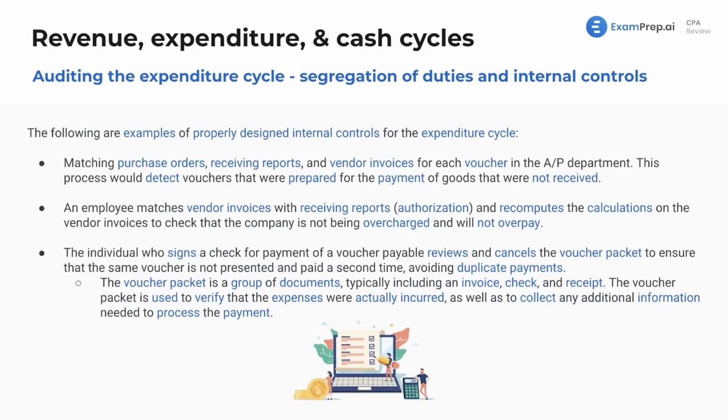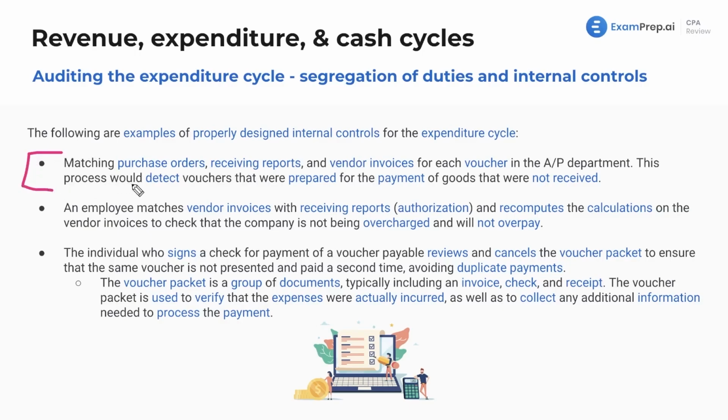Let's talk about our internal controls when it comes to the expenditure cycle. Well, the following are examples of properly designed controls. Keep that in mind. It's proper, not improper. Well, if we match purchase orders, receiving reports, and vendor invoices, this is the same thing that we just saw.